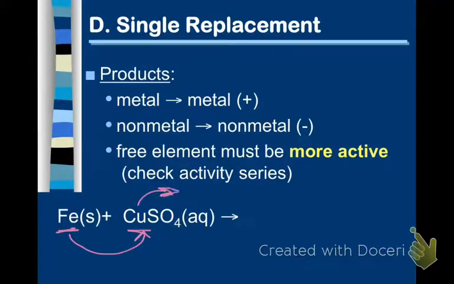Now, look at your activity series. Is iron more active than copper? Yes, it is. It's higher up in the series. So now you can actually figure out what your products are going to be. This is where predicting products comes into play. Remember, state standards predict products. So if I gave you Fe plus CuSO4 and said, will this reaction take place through single replacement? If so, predict the products. You're going to look at the activity series and then predict the products.